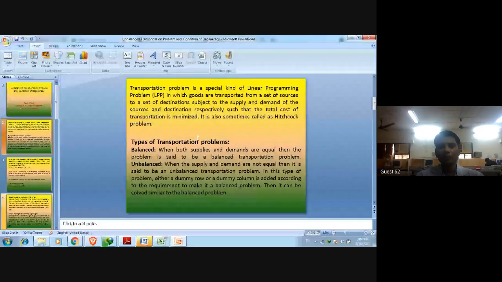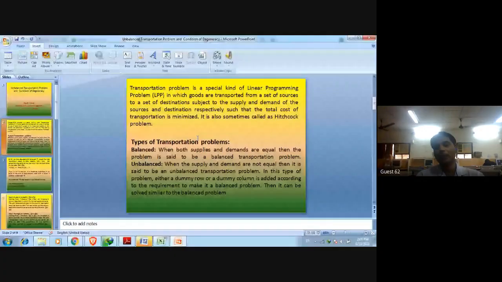Sometimes it is also called a Hitchcock problem. Now, how many types of transportation problem are there? There are mainly two types: the first one is the balanced transportation problem and the second one is the unbalanced transportation problem. We have solved many examples of the balanced problem in the NWCM method, in the LCM method, that is the matrix minima method, and also in the Vogel's approximation method.